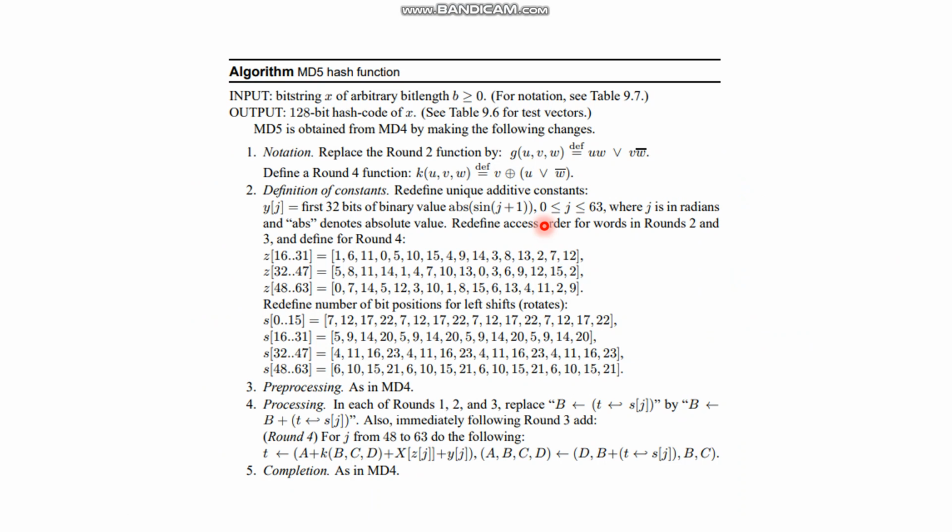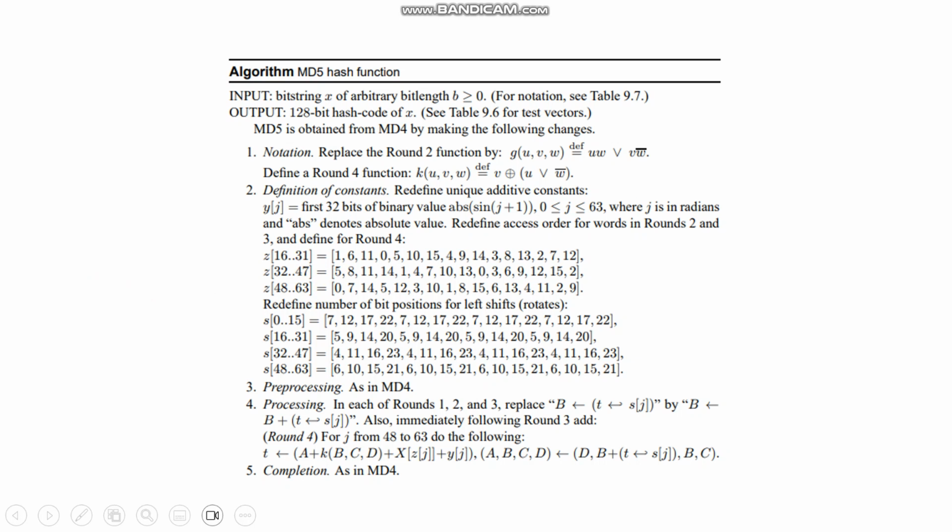And here you can see the 3 types of the Z divided with the bit number, and they redefine the number of bit positions for left shifts, rotates, also with the S symbol, up to 64 bits. Also in the preprocessing as in MD4, in each of rounds 1, 2, and 3, replace B with this function, and immediately following round 3 with this function.